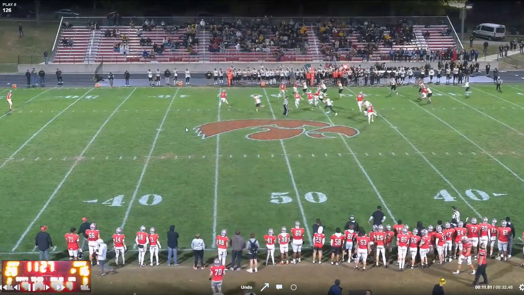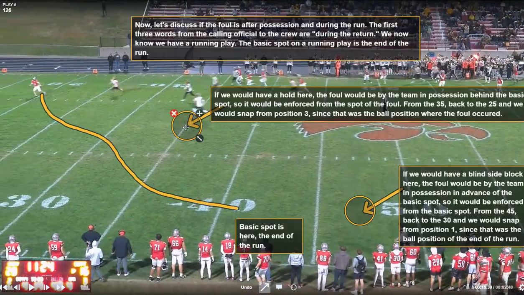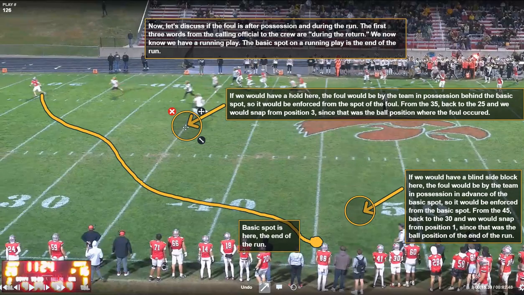And this one, I couldn't really find a play that worked well, so I just stopped the play here. And what we're going to say is that this ball is picked up right now, and this is the return. This is our return path. And he ends up getting tackled here. So this is during the return.